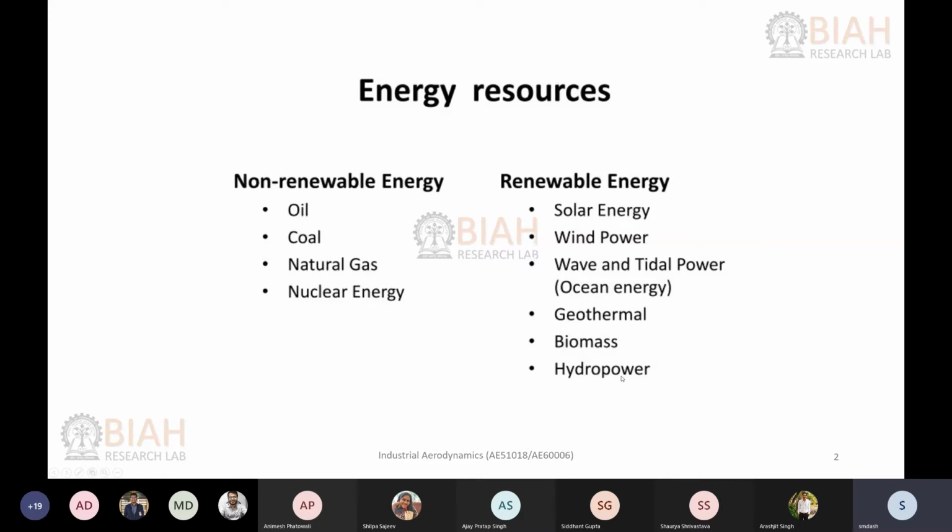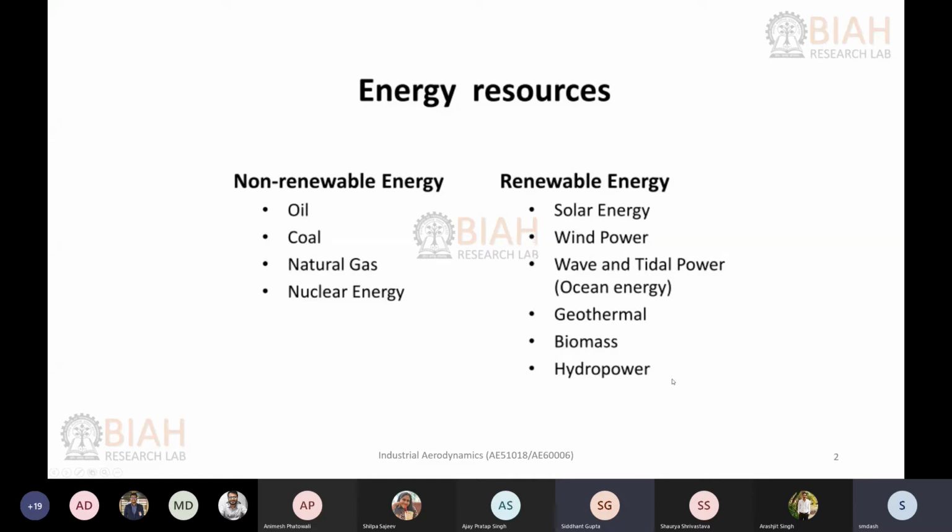Then hydropower, where basically you convert the potential energy of the water in the form of a dam, or we will not include the ocean tides because they are a separate category. So in hydropower plants, the potential energy of the water can be converted to a usable form like electrical energy or some other usable form. Okay, so that will be hydropower.